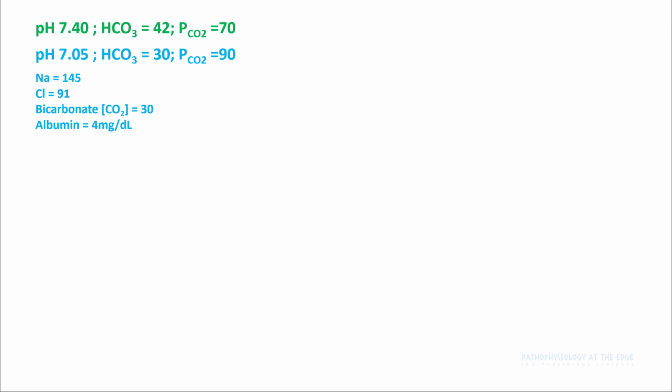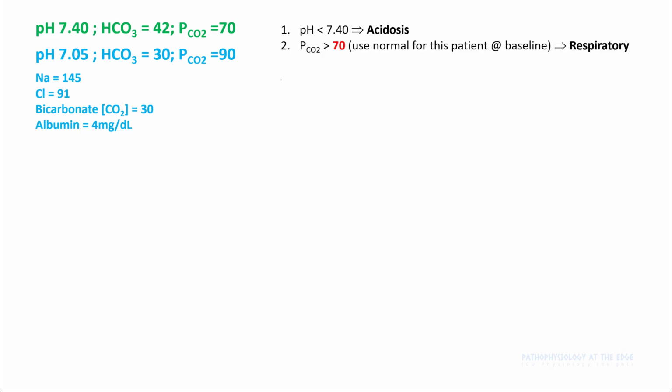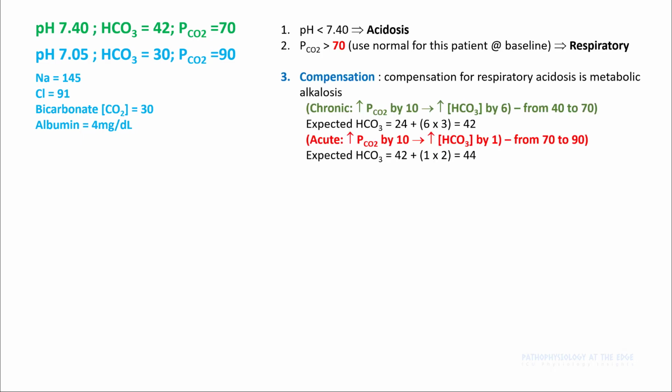And let's try to solve this ABG now using this new information. So first step, it is respiratory acidosis. In compensation, you will compensate from 40 to 70 using chronic compensation and 70 to 90 using acute compensation. And that's bringing you up to 44.